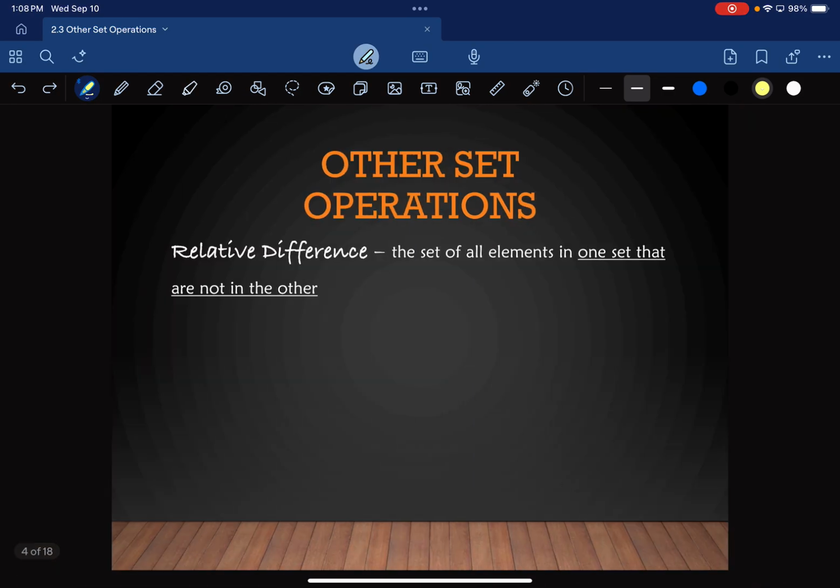Okay, so we're actually going to look at one more, relative difference. So relative difference is the set of all elements in one set that are not in the other. This is a very nice word, difference, because we think difference means subtraction a lot of times anyway. So we use the subtraction symbol. And it looks like this. This is the set of elements x such that x is in A and x is not in B. So it's included in one set, but it's not in the other set.